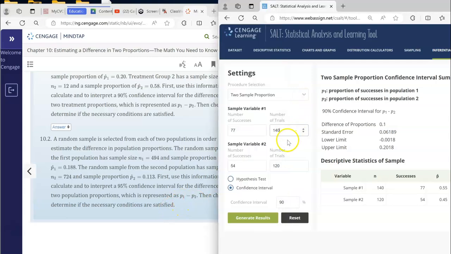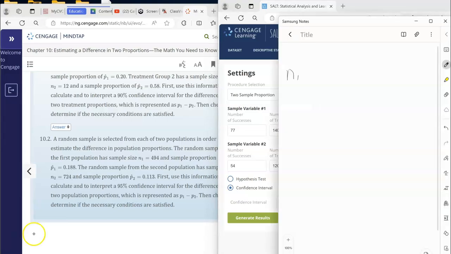So let's see if we can type in some information that we know here. And I am going to pull up a sheet of paper so I can write some information down. So we know n1 is equal to 494, and that proportion associated with that first sample is 0.188. And p2 hat is 0.113, and that's what they're telling us here. And that n2 is equal to 724.